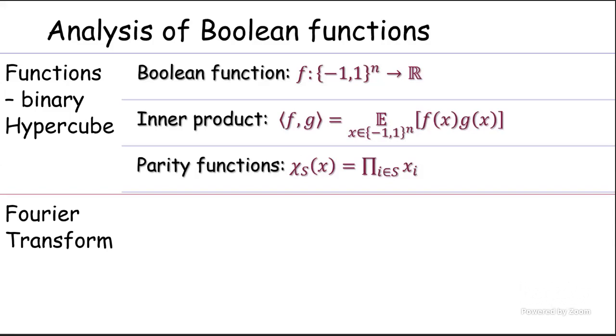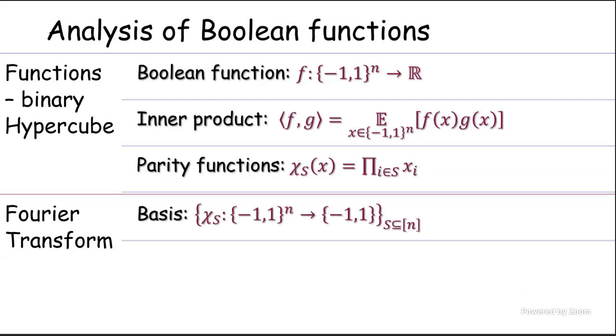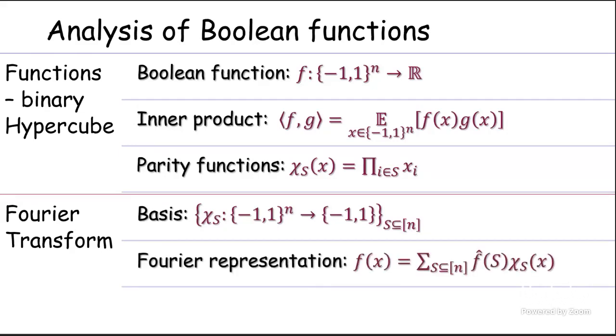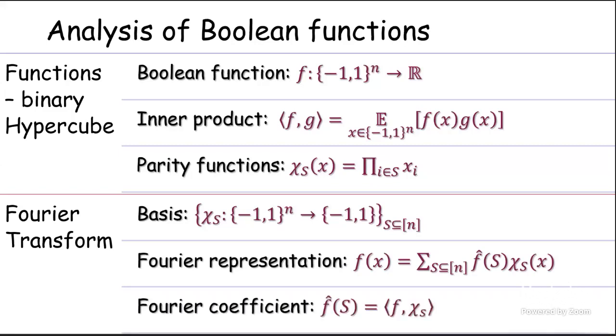Then we can represent every function as a linear combination of those parity functions. This is well known as the Fourier transform. Then f hat is the Fourier coefficient for every character, which is a parity function, and the way to calculate the Fourier coefficient is the inner product between f and the appropriate parity function.